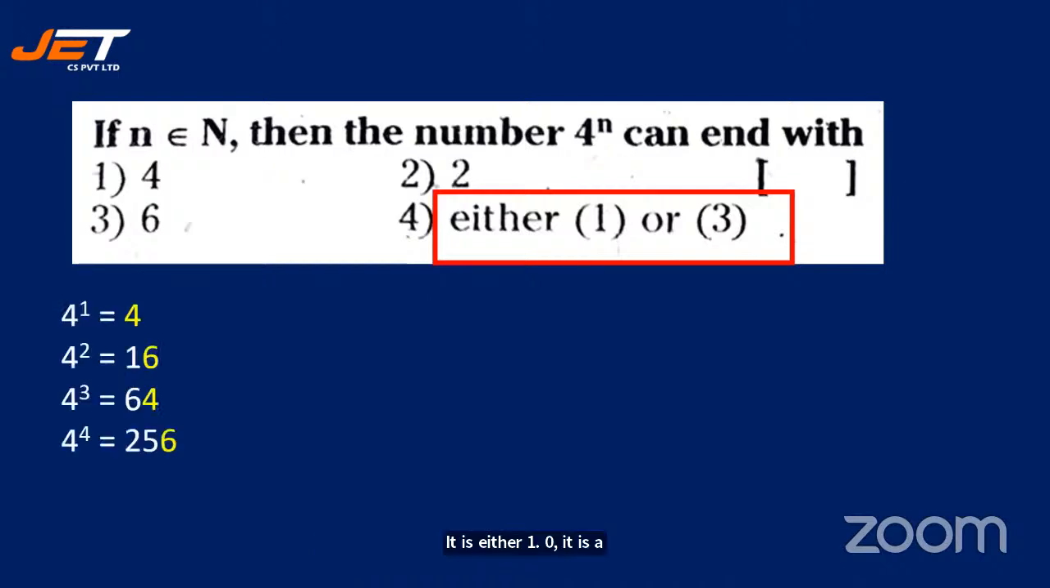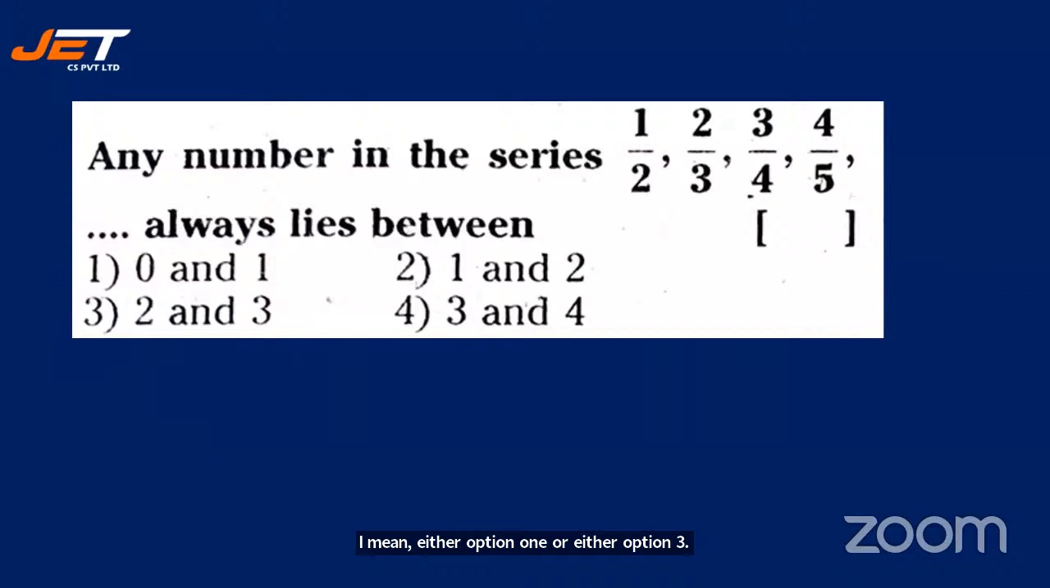All right. How? 4 power 1 is 4. 4 power 2 is 16. 4 power n. So here we are replacing 1, 2, 3 and 4. So we are getting 4, 16, 64 and 256. All right. So 4 power n can end with 4 or it can end with 6. So it is either option 1 or either option 3. All right, good to those who have really answered. Next, move on to the next question.